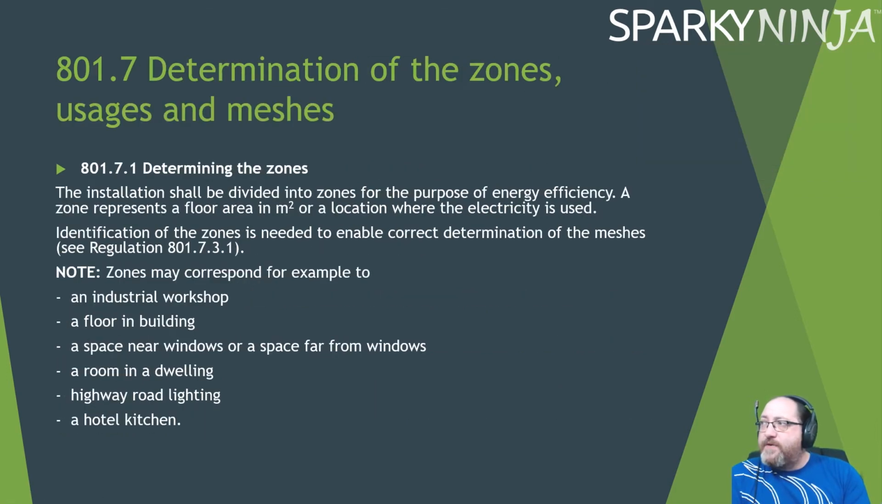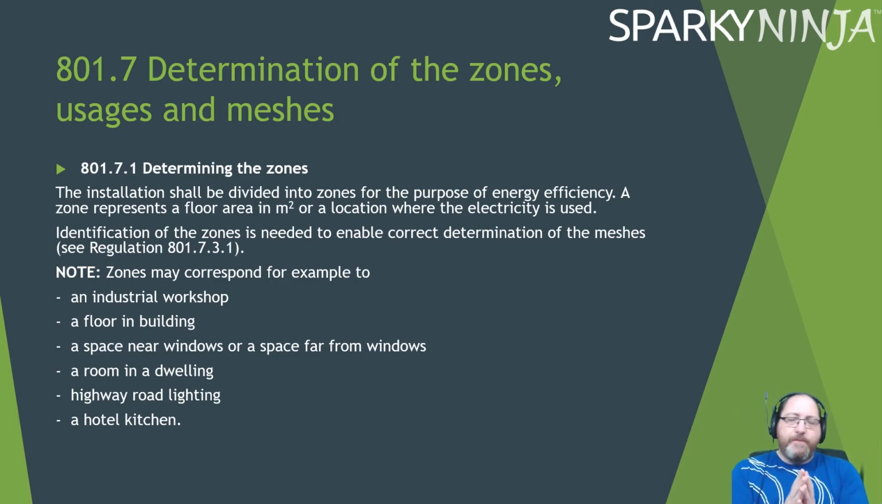Alright, 8017, determination of the zones, usage and meshes. The installation will be divided into zones for the purpose of energy efficiency. A zone represents a floor area in meters square or a location where electricity is used. Identification of these zones is needed to enable correct determination of the meshes. Okay, so they may correspond to an industrial workshop, a floor in a building, a space near windows, or a space far from windows.